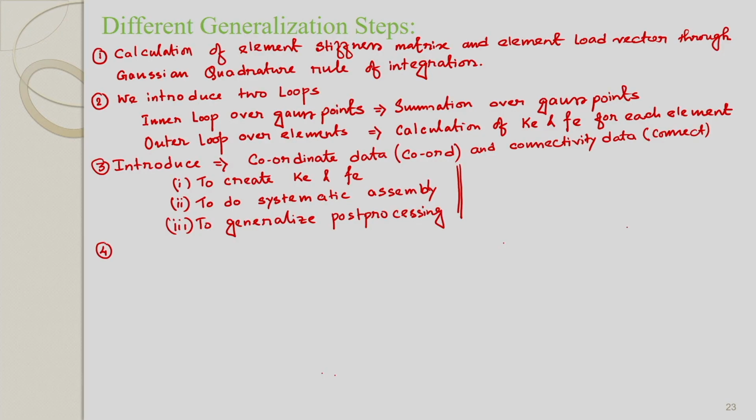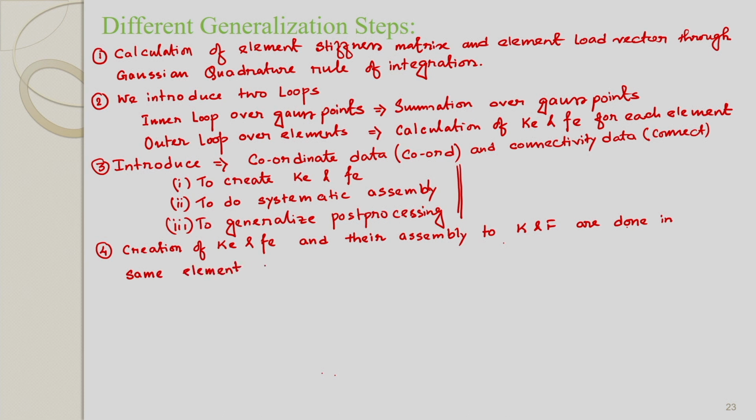So, in the fourth step, creation of KE and FE and their assembly to K and F are done in the same element loop.